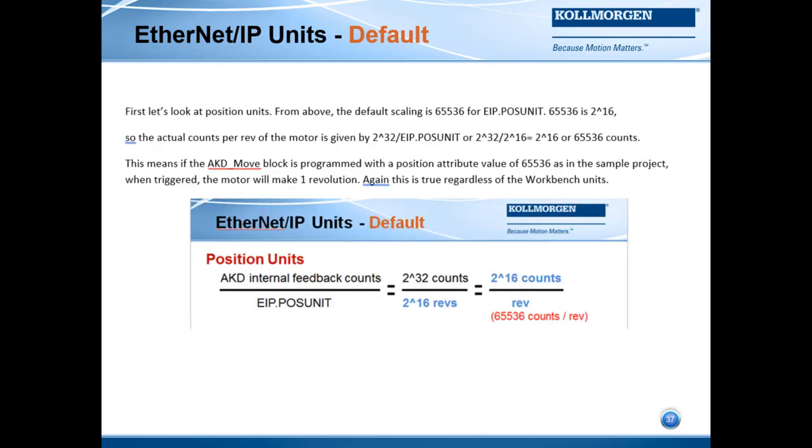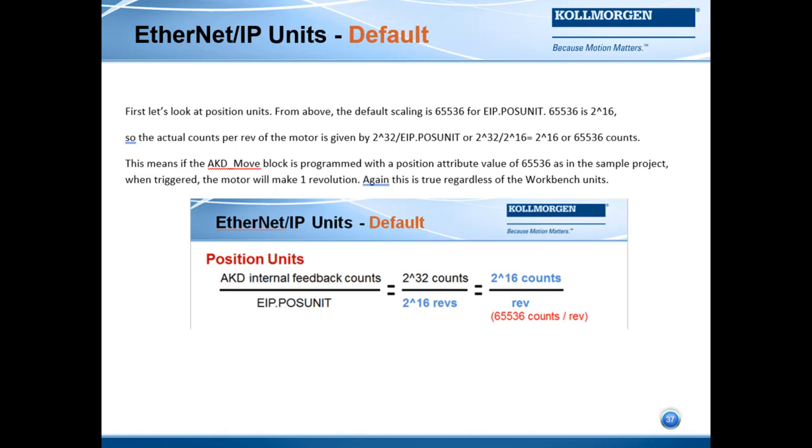First, let's look at position units. From the above, the default scaling is 65,536 for the EIP.POS_UNIT. 65,536 can be shown as 2 to the 16th power, so the actual counts per rev of the motor is given by the following formula: 2 to the 32 divided by that setting, the EIP.POS_UNIT. If you do the math, 2 to the 32 divided by 2 to the 16th gives you 2 to the 16th, or 65,536 counts.